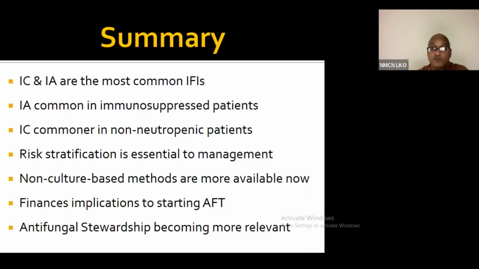So both invasive candidiasis and invasive aspergillosis are the most common IFIs. IA is more prevalent in the immunosuppressed. IC is commoner in the non-neutropenic. Risk stratification, based on whichever clinical prediction rules you use, is essential to management. Culture-based methods are not great, so non-culture-based technologies are being adopted now. And finances matter, because each of these antifungals is a huge cost: you will be giving antibiotics and antifungals, huge dosing, and for a long length of time. So an antifungal stewardship program is the newer thing, more promoted by almost all the guidelines and societies now. It is more relevant to us now. Thank you.